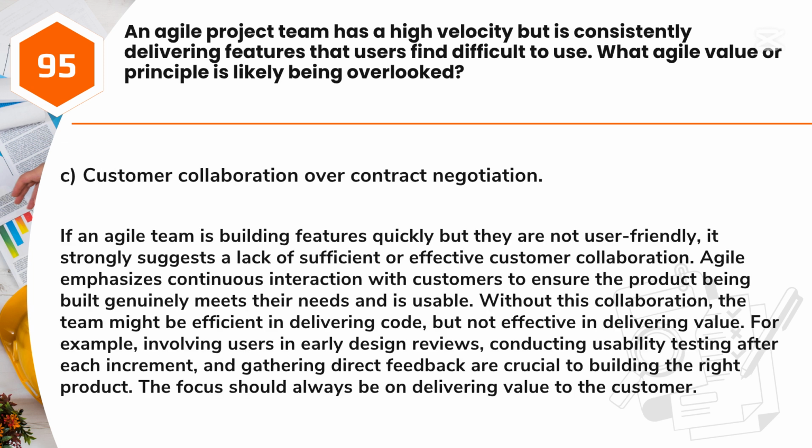Answer: C. Customer collaboration over contract negotiation. If an Agile team is building features quickly but they are not user-friendly, it strongly suggests a lack of sufficient or effective customer collaboration. Agile emphasizes continuous interaction with customers to ensure the product being built genuinely meets their needs and is usable. Without this collaboration, the team might be efficient in delivering code, but not effective in delivering value.